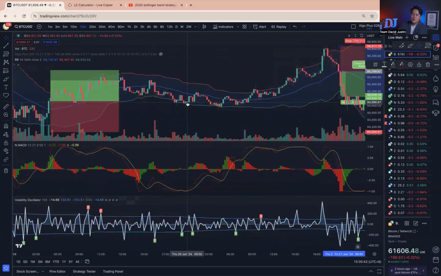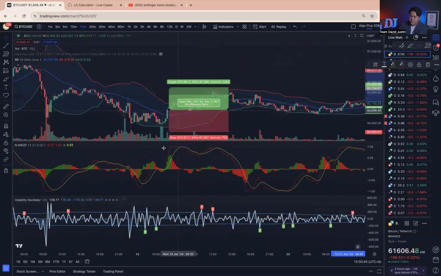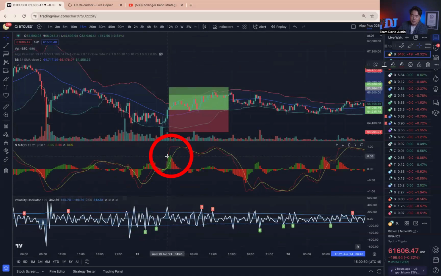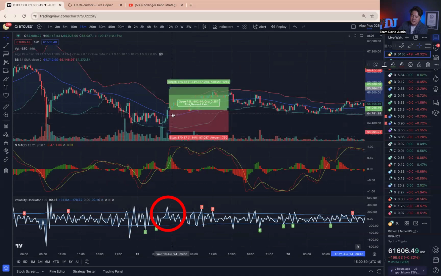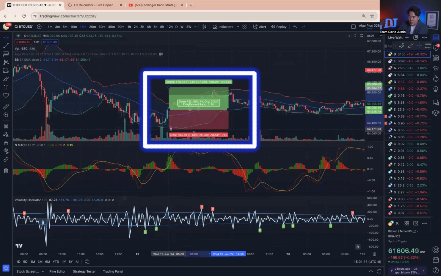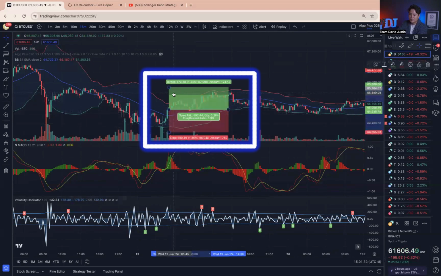When it comes to a long, it's the opposite way. The red line has to go above the yellow line. At the same time, the volatility oscillator has to break above the blue color line. Here it is. Then the last one, of course, the candle has to break above the blue color Bollinger Band line in the middle. And here it tells you to go for a long. Your stop loss is your previous swing low here, and 1-to-1 take profit, 50%, the other let it fly.